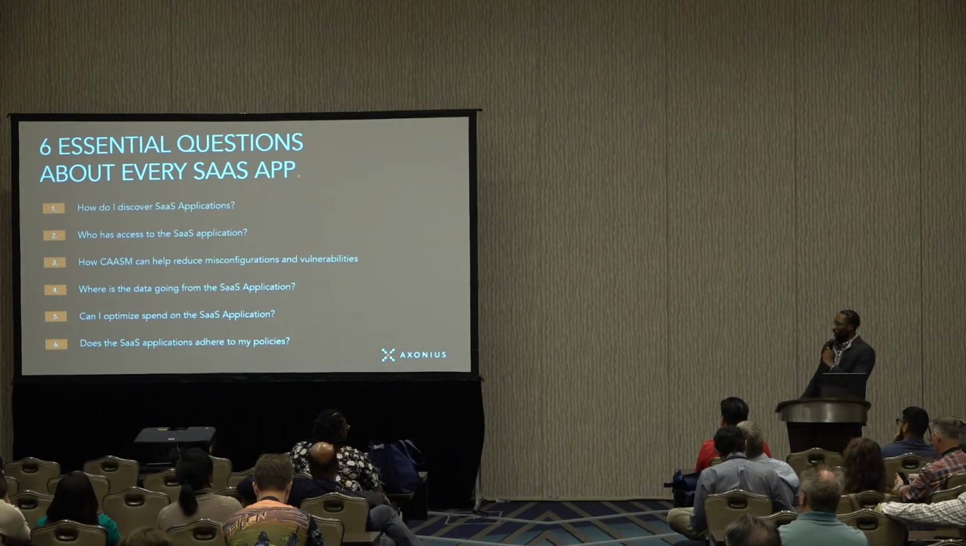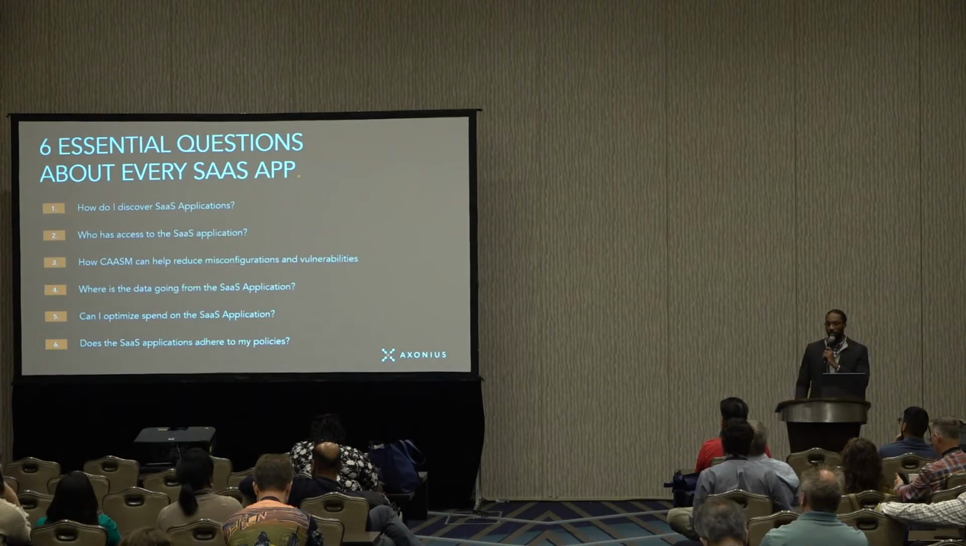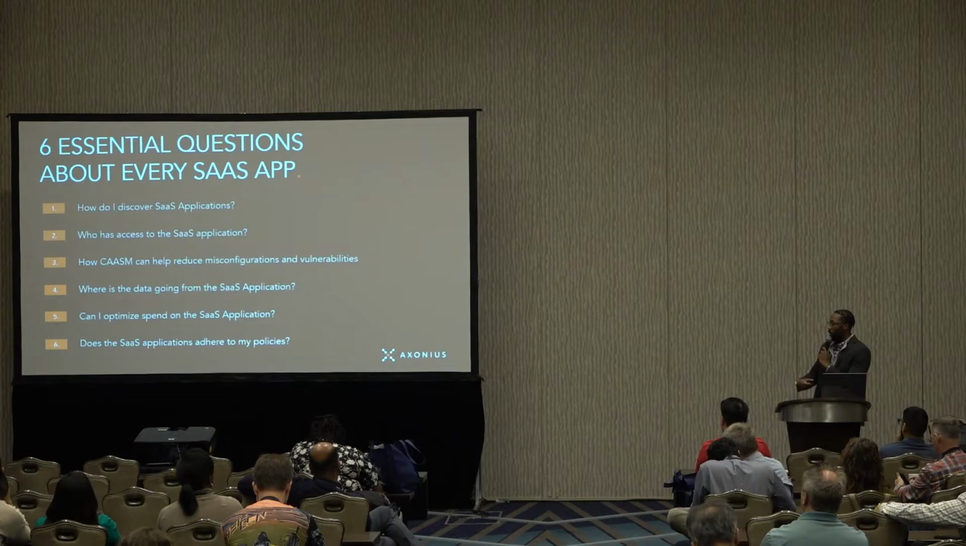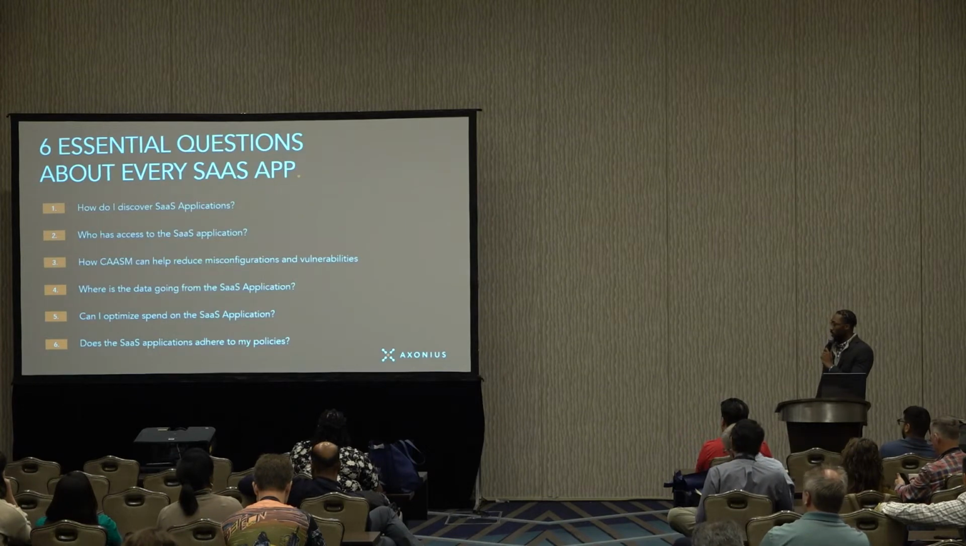So one of the things here is how CASM can help reduce misconfigurations and vulnerabilities. CASM just stands for Cyber Asset Attack Surface Management. It's something that was actually coined by Gartner back in 2021 in their hype cycle. So we did not come up with that at the organization that I work with, but tools like this really give us a better lens on what exists through the discovery mechanism, and it's all through APIs. We'll talk more about that in just a moment. So where is the data going from that SaaS application?